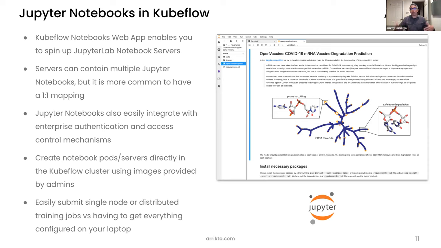Also, with admins providing me these notebook images, all my dependencies and any other environmental stuff that needs to get set up can just be pre-configured with a Docker image. So I just select it and boom, I'm in a notebook interface and everything I need is pre-configured ahead of time. The other upside is that you can do single node, but also distributed training jobs, right? When you work with something like notebook servers.